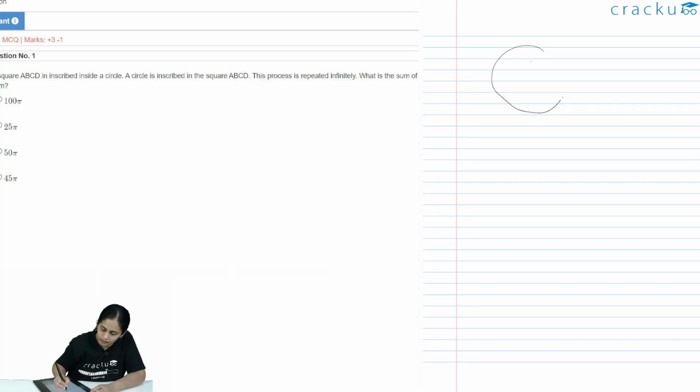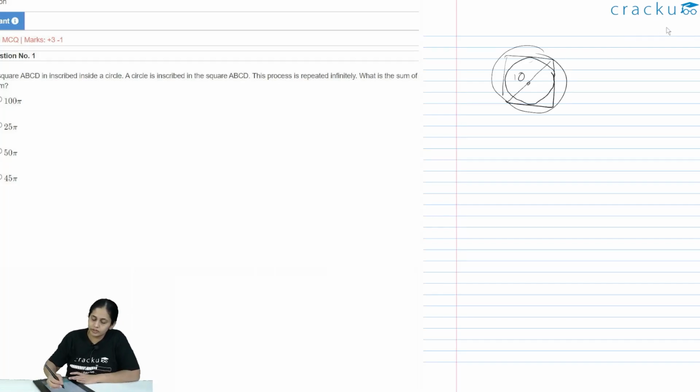Okay, so this is 5 centimeters, so this is 10. And then we have this circle inscribed. So this will be like a geometric progression tending to 0. If this is 10, the radius of the first circle is 5 centimeters. So this is 10, so this will be 10 by root 2, so this will be 5 root 2.